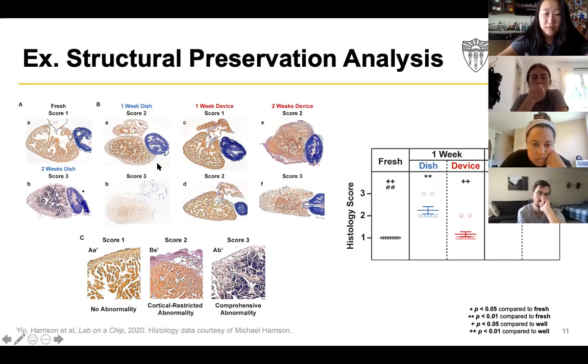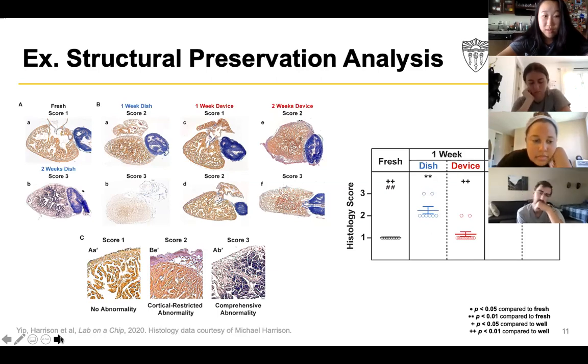And using this kind of histological staining and scoring system, we're able to then determine which condition was the best for keeping the structural preservation of the hearts. So you can see after 1 or 2 weeks of culture, the hearts in the device were more like freshly explanted hearts than the hearts kept traditionally in the dishes.